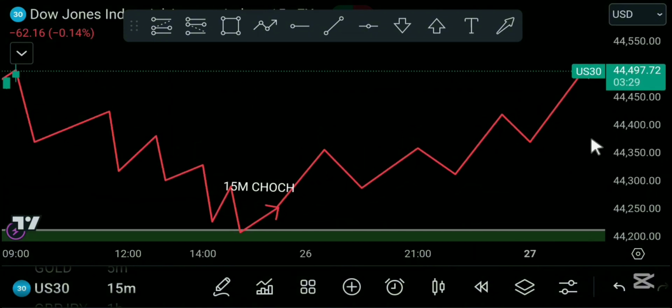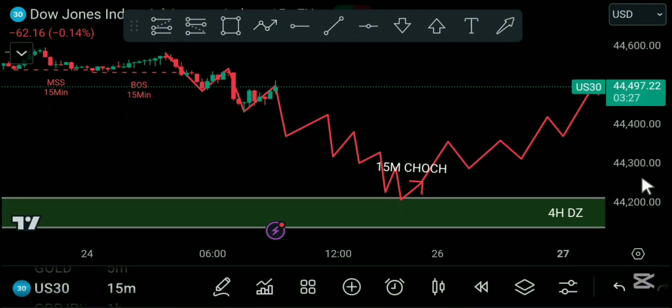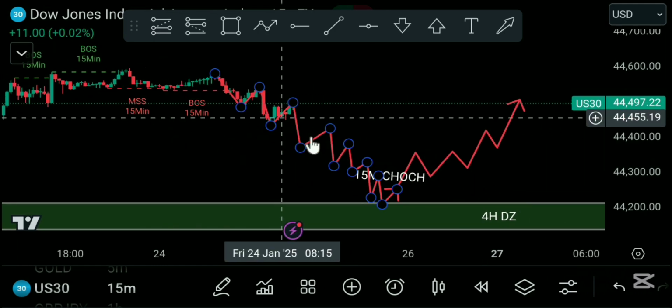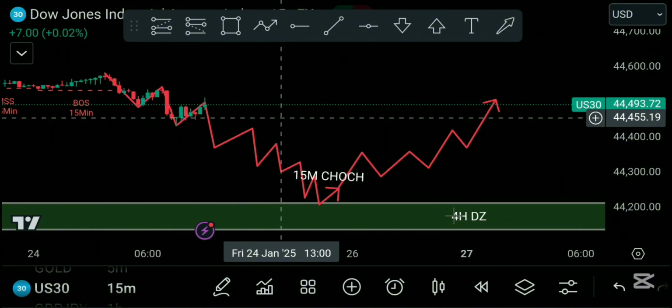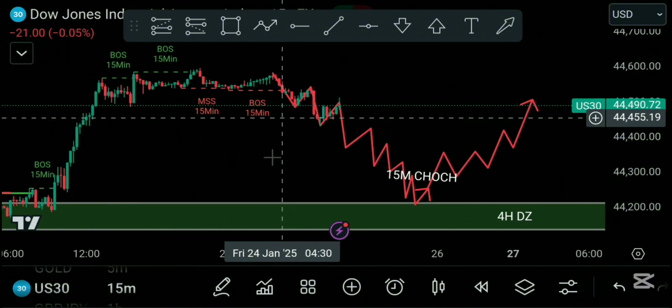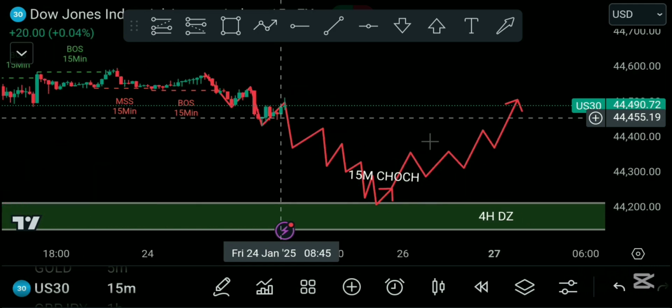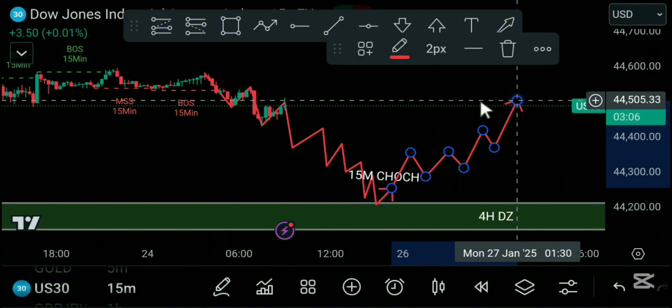So this is what I'm expecting the market to do. The market should come all the way down here, tap into my zone, then I should see a change of character to the upside when my lower time frame is in alignment with my higher time frame. My higher time frame trend is an uptrend. When my lower time frame is in alignment with it, that's when I know I should be looking for my entry.